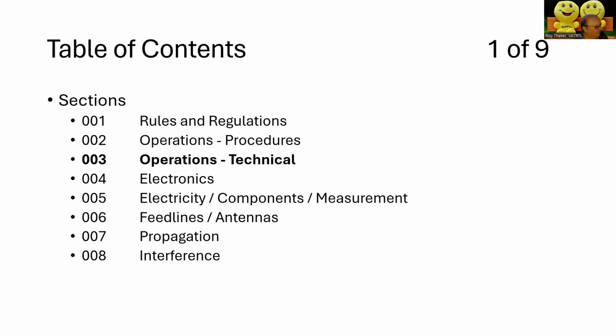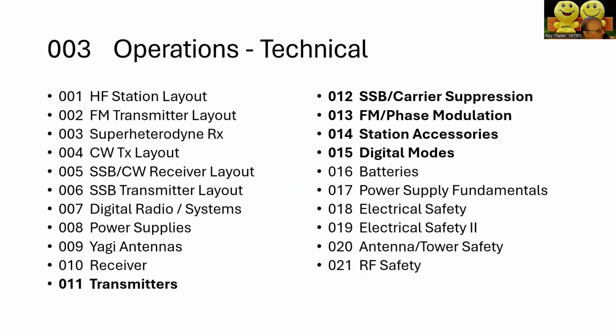So we're on 3 operations technical. And next week we'll get into electronics, and then the following week into electricity and components. So today we'll cover 11 to 15. So basically transmitters, carriers, FM, station accessories, and digital modes. Digital modes has also been updated quite a bit.